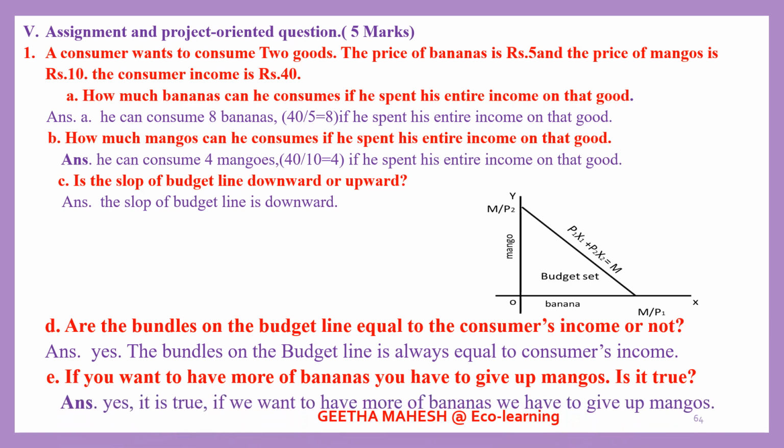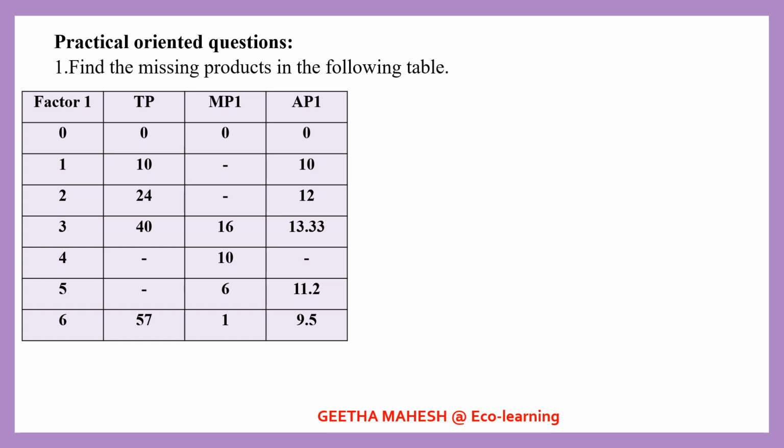Okay, dear students, find the missing product in the following. So you can find out. As we know, TP is equal to summation of MP. So you should make a zigzag addition. So if you do the zigzag addition, you will get the right answer.